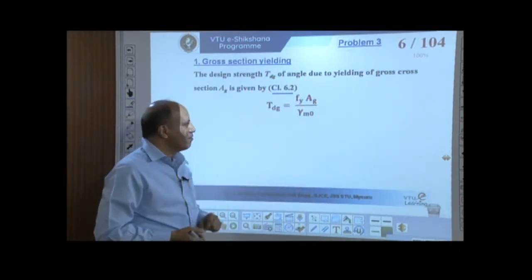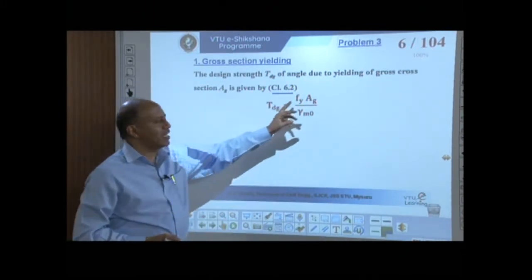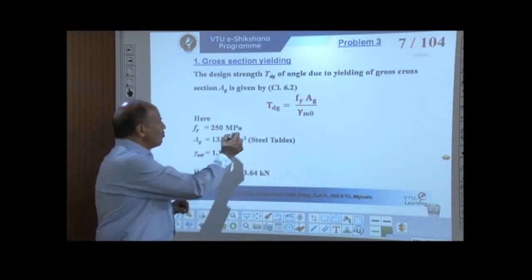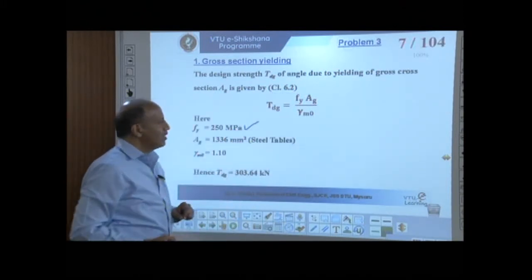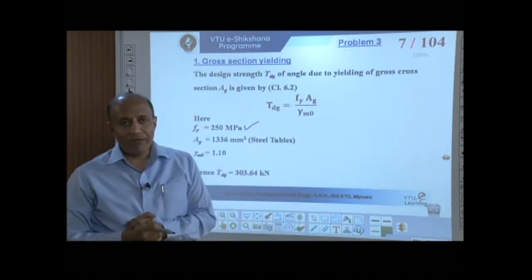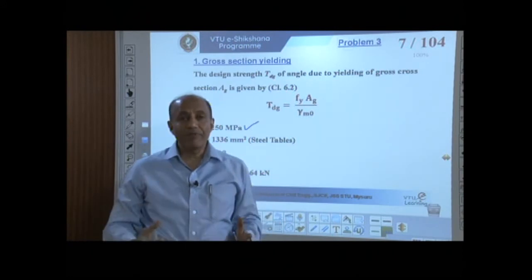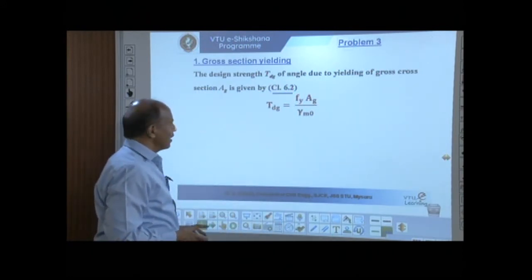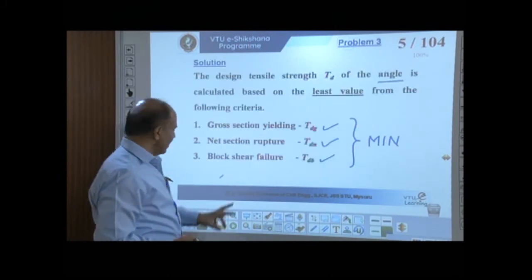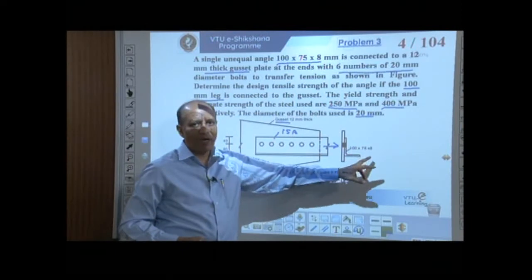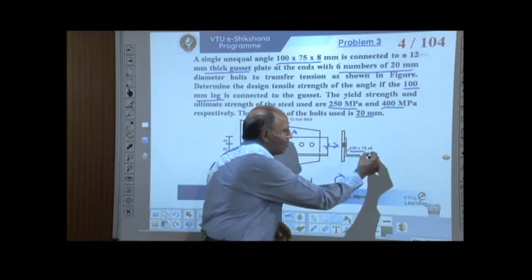For the current problem, let us try to understand what these things are. If you look at the values, 250 megapascals has been given. How do you get the value of Ag? If you recollect, we had given you the dimension of the section. The section dimension in this particular case is 100 by 75 by 8. So that is the section that we have here.